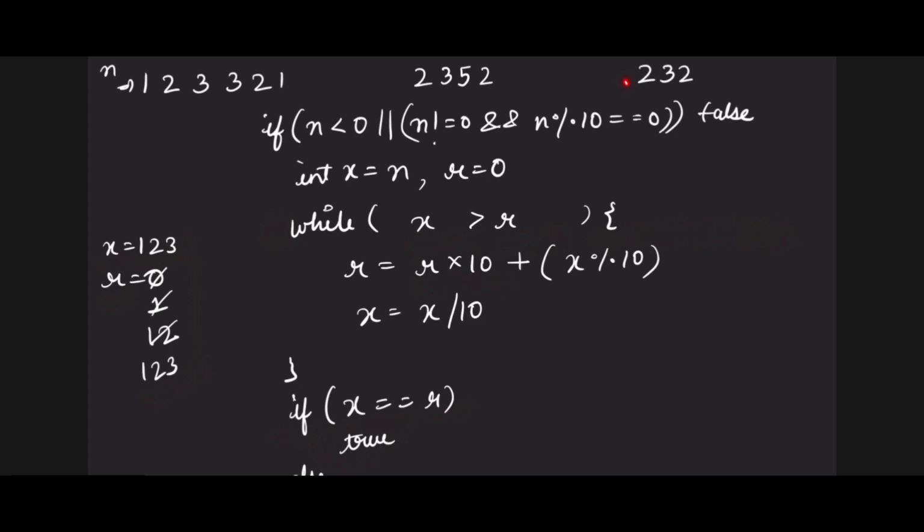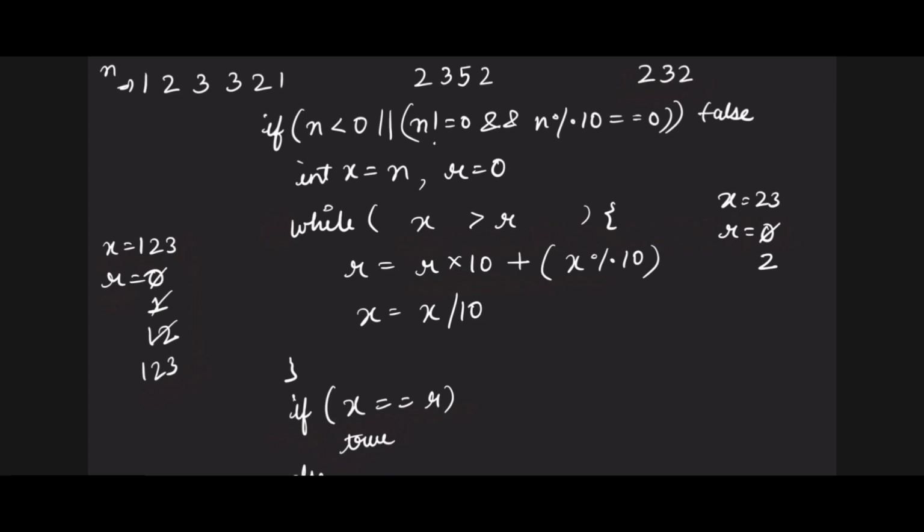But now if you consider this case, 232. Now in this case, what will happen? Your x is 232 and your r is 0, right? So we'll come inside this, x is greater than r. Now here what will happen? 0 into 10 plus 2. So it will be 0 plus 2, that is 2, right? So r will become 2 and the last digit will be removed from here.